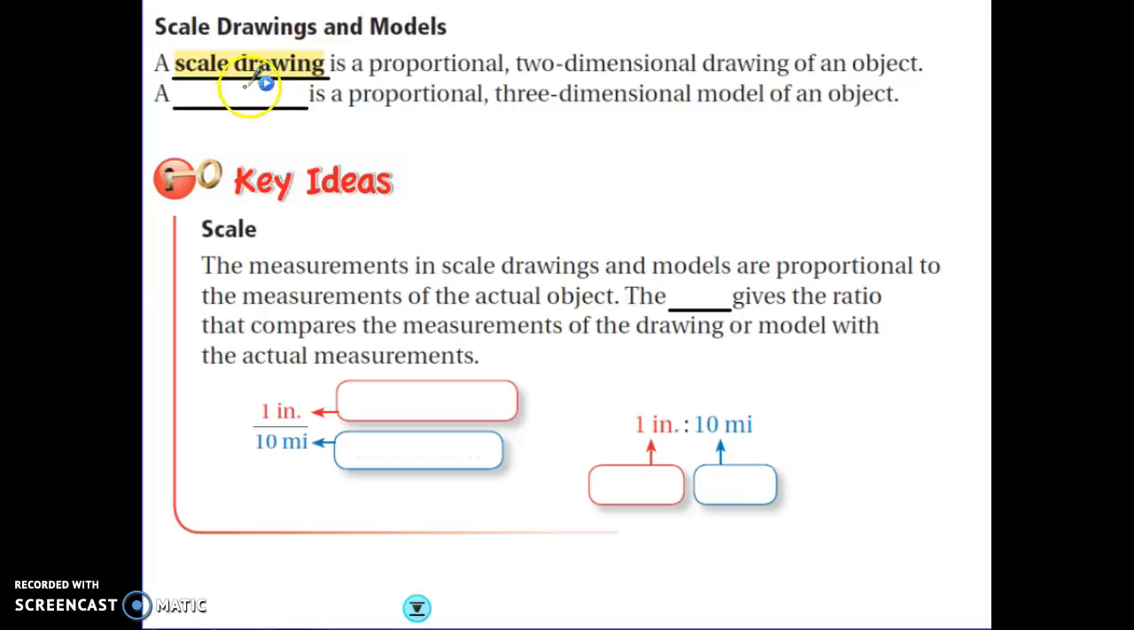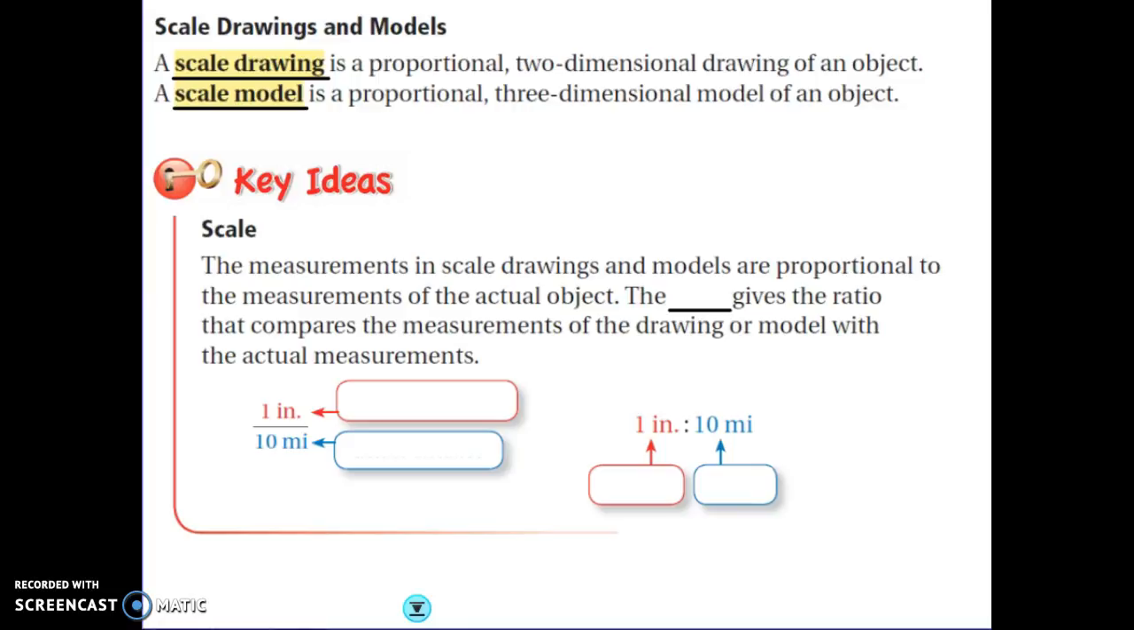Similarly, a scale model is a proportional three-dimensional model of an object. This is similar, except that instead of just being a two-dimensional flat drawing, we now have a three-dimensional object that you can pick up, something like a model house or a toy boat. So the three-dimensional model might be twice as big, 3 times as big as the original, or maybe it's half as big or 1/3 as big as the original object.